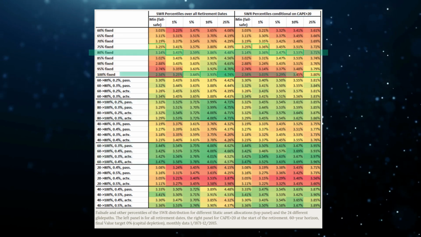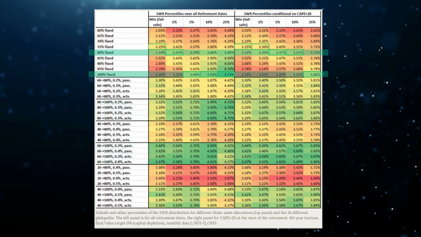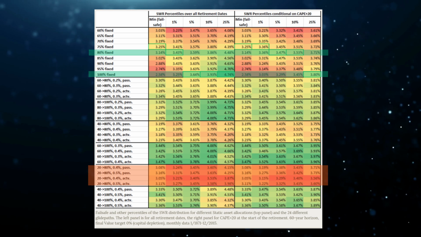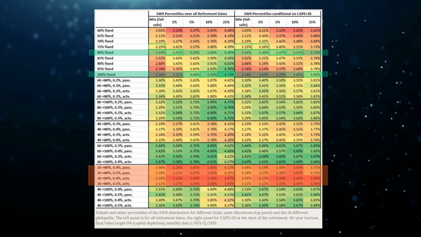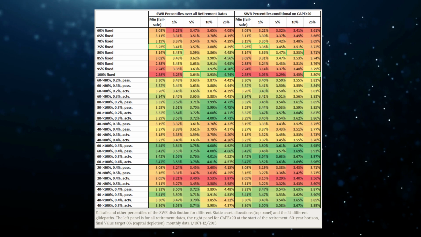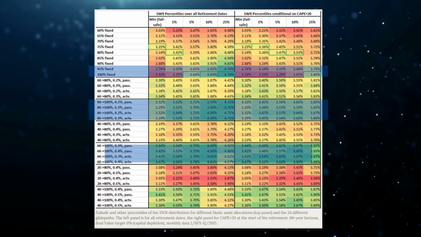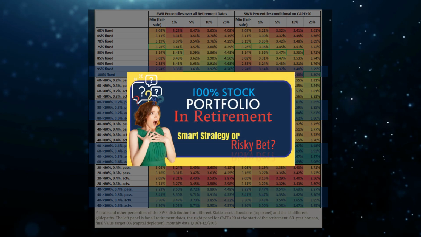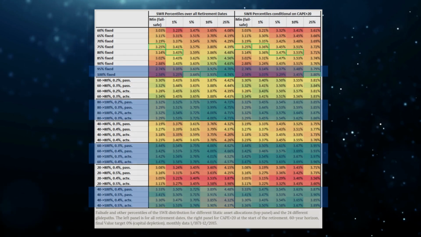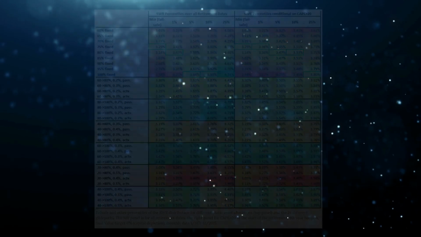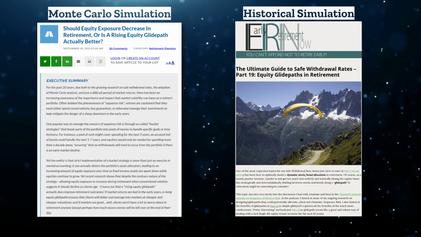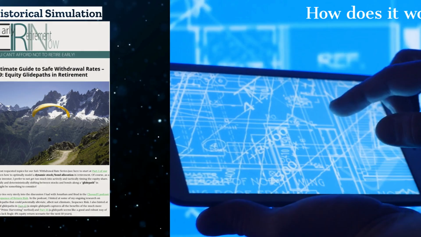Interestingly, Jeske also found that the static 80% and 100% equity allocations outperform the 20 to 80% glide path. Again, this isn't consistent with Pfau and Kitces' findings. Just a quick note on those considering a 100% stock portfolio in retirement. You may want to check out my video where I discuss why this isn't for me. So, what accounts for the differences in the results? The simulation approach. Pfau and Kitces used Monte Carlo simulation, while Jeske used historical simulation.